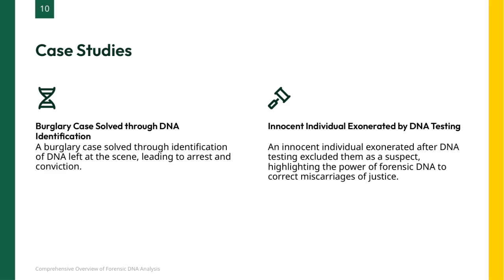By excluding them as a suspect, forensic DNA helped correct a potential miscarriage of justice, proving its critical role in ensuring that only the guilty are punished. These examples highlight not only how DNA can solve crimes, but also protect the innocent.